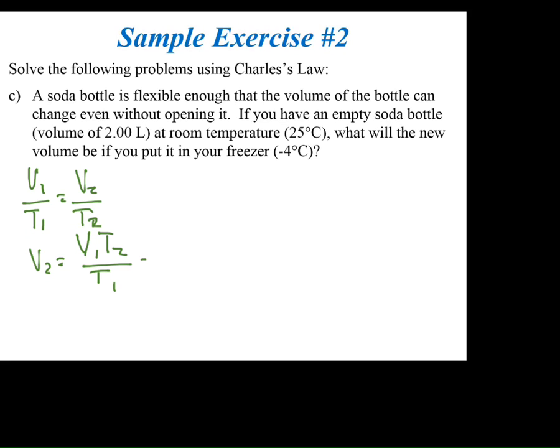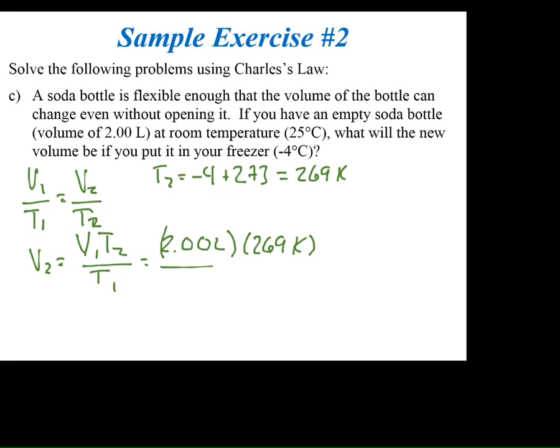So V1, it was initially at 2.00 liters. T2, so it went down to -4 Celsius. So if I add 273 to that, now we are adding and subtracting. So as far as sig figs go, you use the places. So 1's place plus 1's place goes to 269, 1's place. That's T2, 269. T1, it was initially at 25. Add 273, so we get 298 Kelvin.